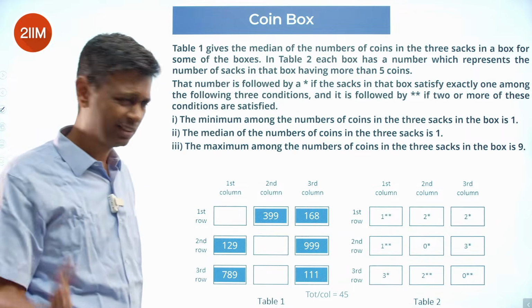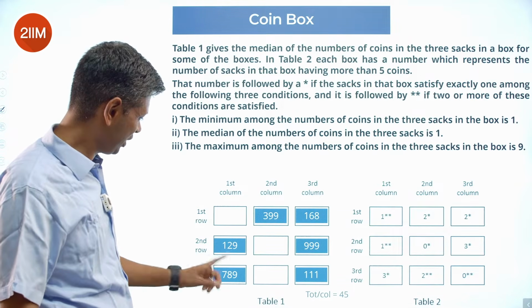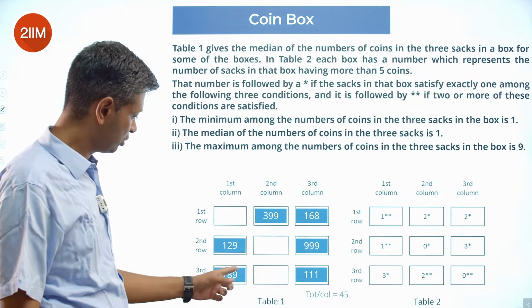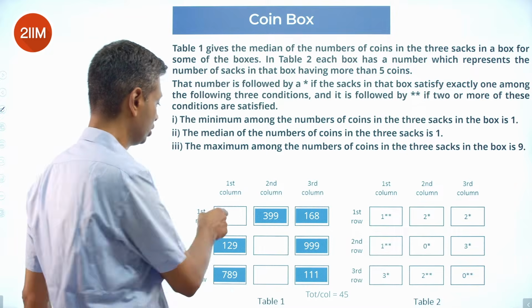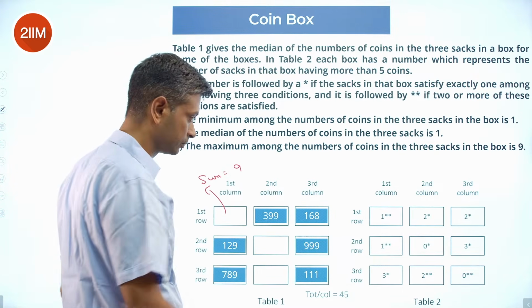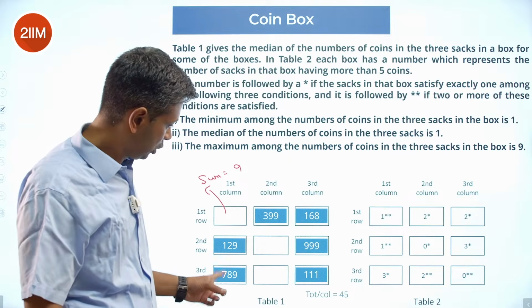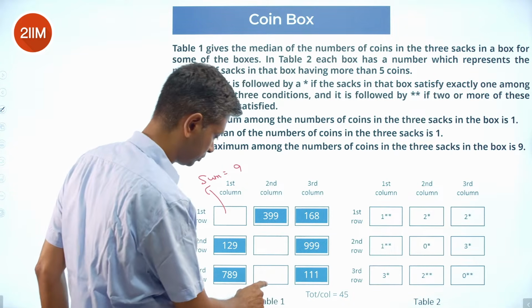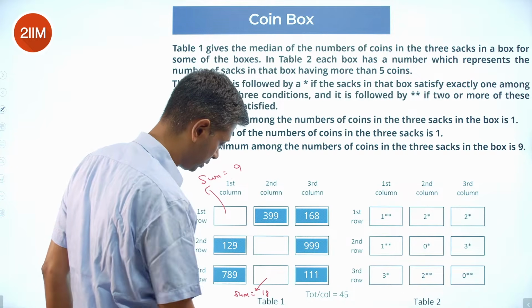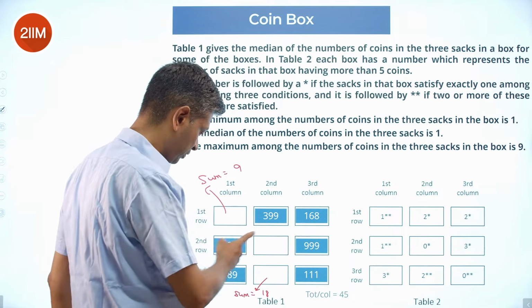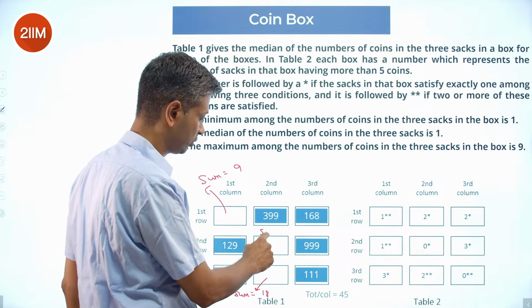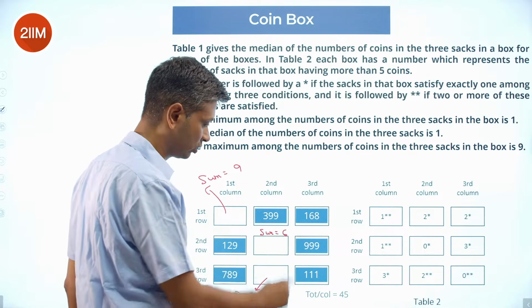Bunch of things filled. So 1, 2, 9, 7, 8, 9. 1 plus 2 plus 9 total is 12. This is 24, adding up to 36. So this, the sum is 9. 24 plus 3, 27. This sum is 18. 27 plus 12. Here the sum is 6.